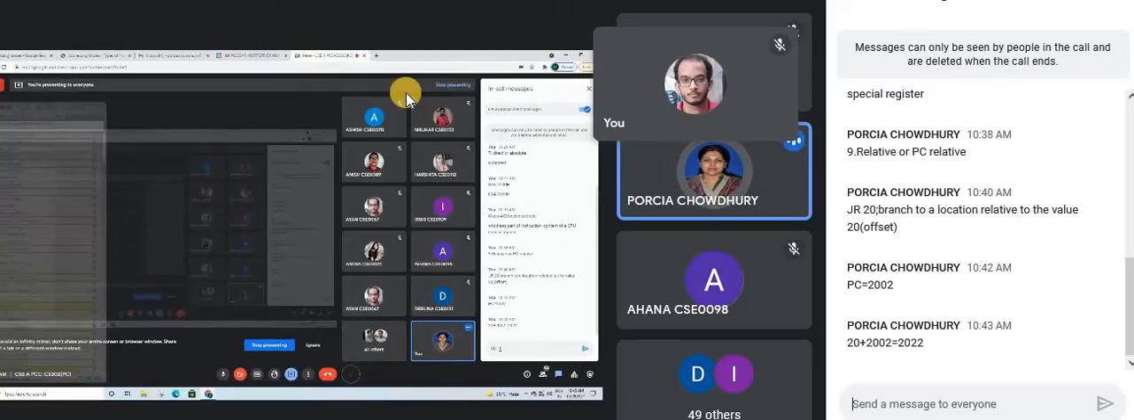Okay, let's move on to the next one, that is indexed addressing mode. That is another category. Okay, indexed addressing mode.